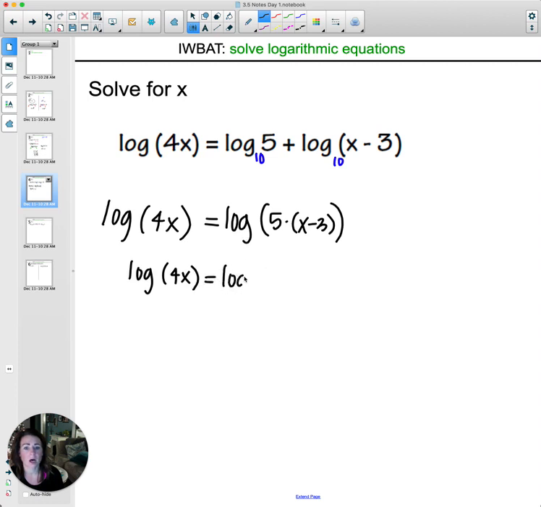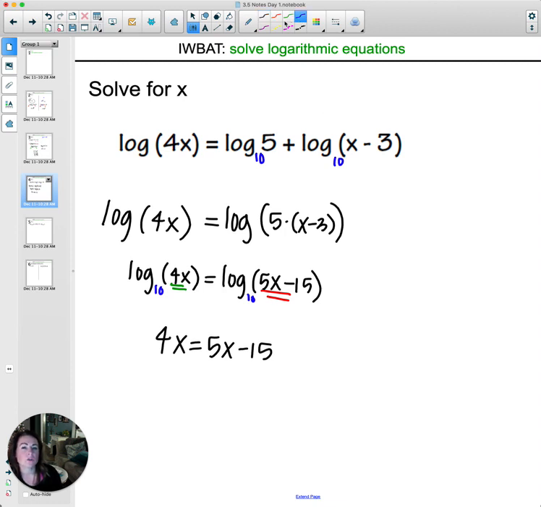So having log of 5x minus 15. Now what happens is you have the same log on both sides. If we have log base this equals log base that, then the this and the that need to be the same, right? So you would just set the insides equal to each other. So 4x then has to equal 5x minus 15.